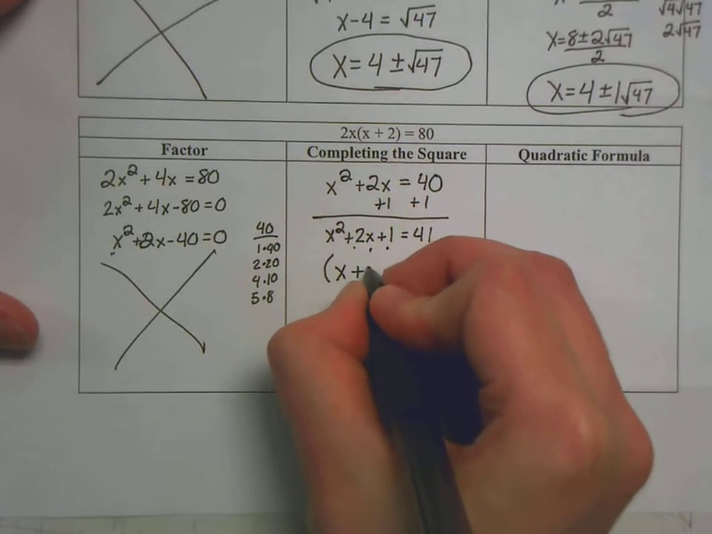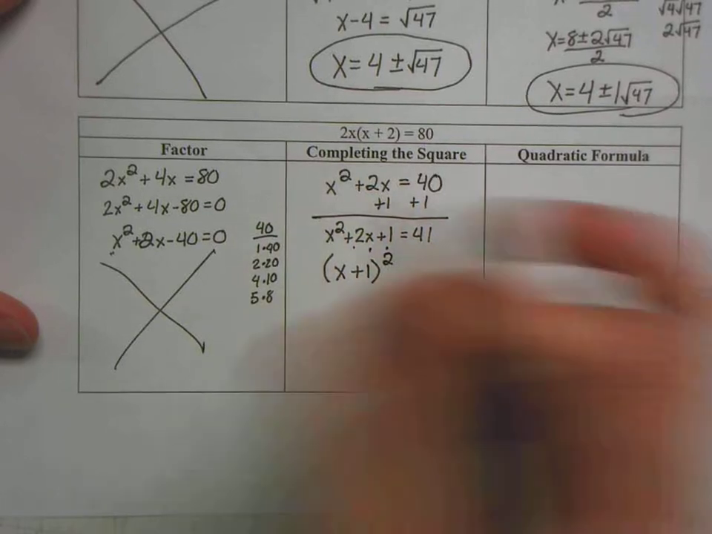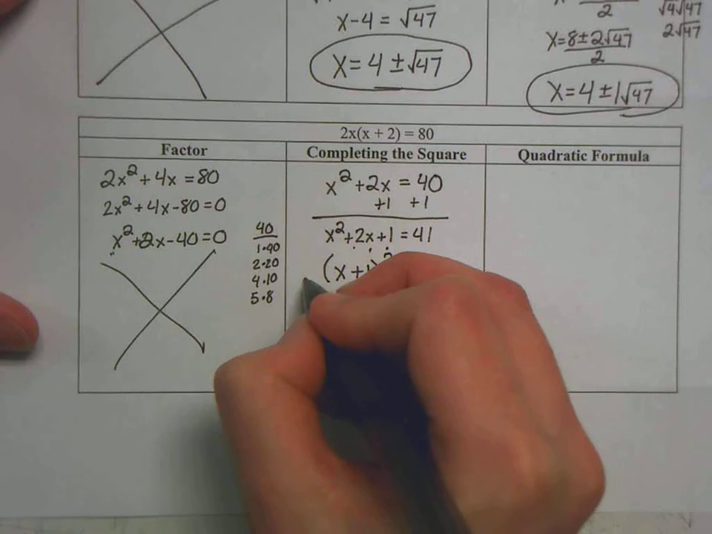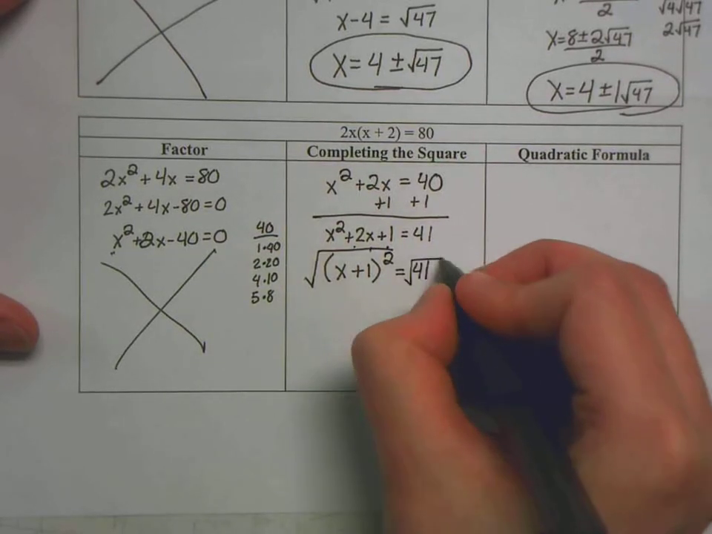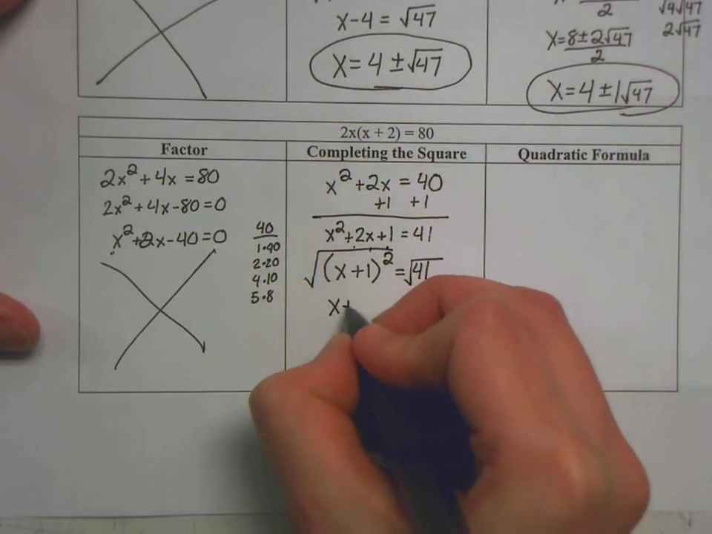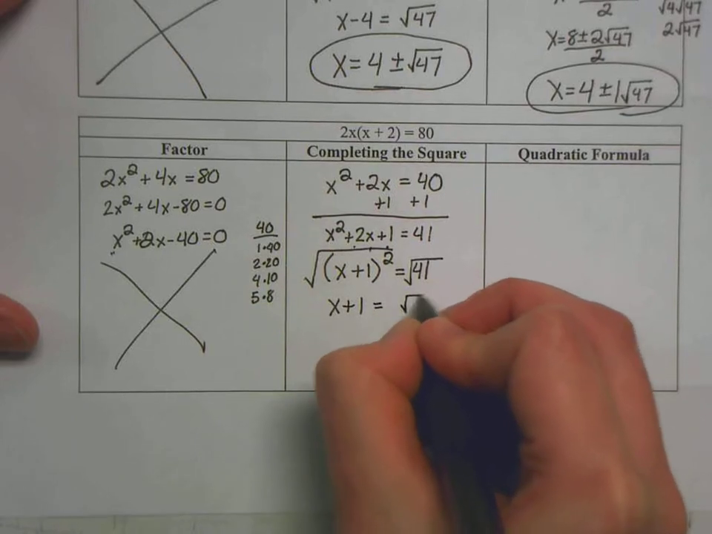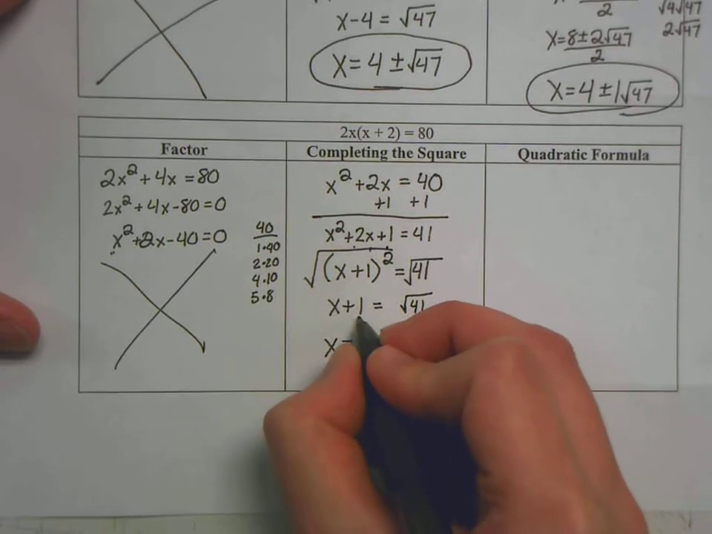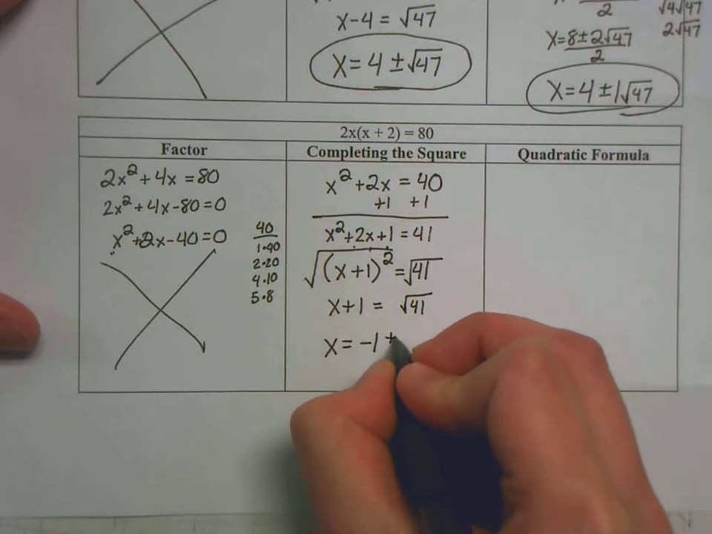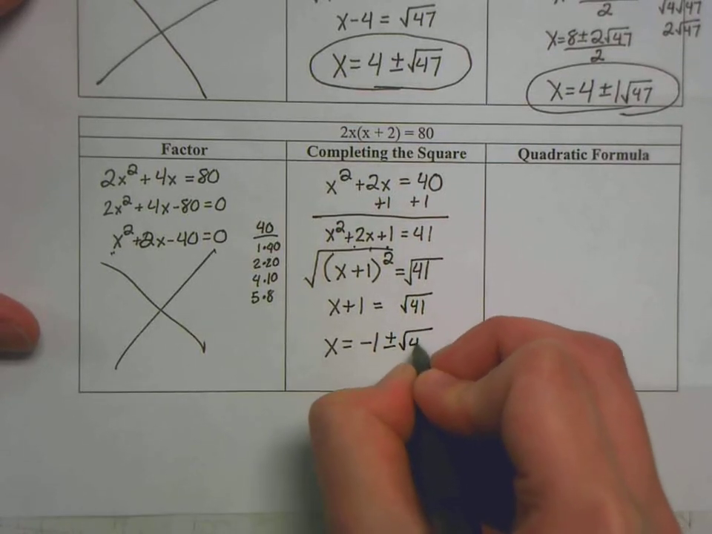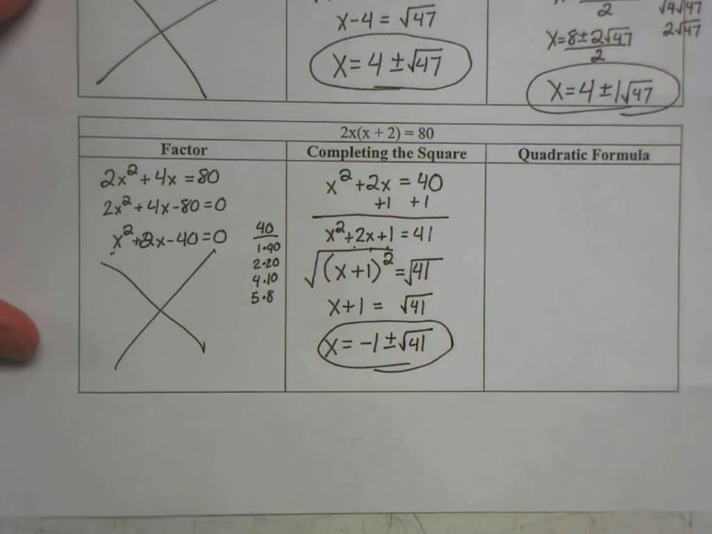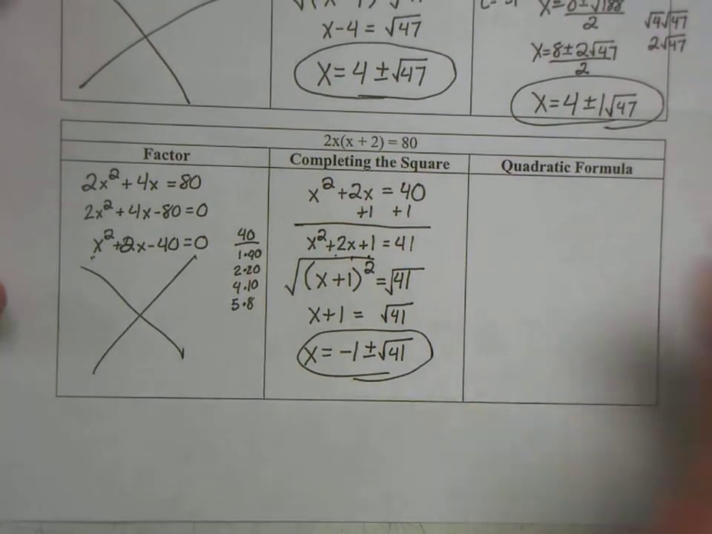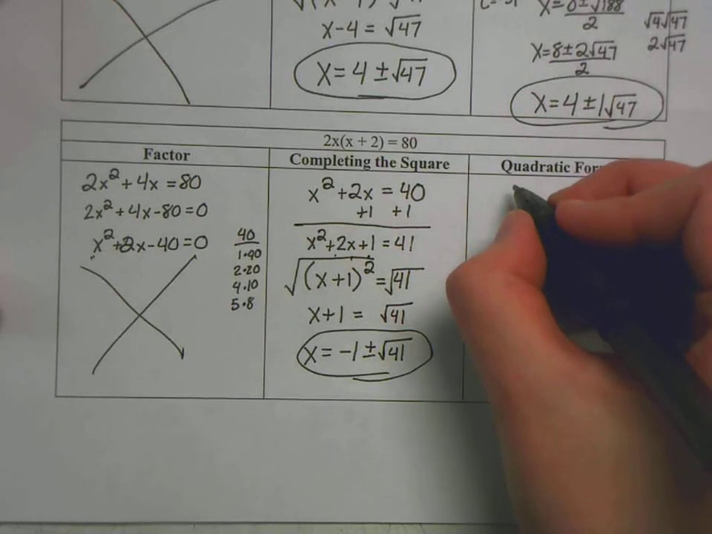So x plus 1, and since it's the same number, I don't write 2 parentheses, I just write 1 with the little squared. And I can do that because now I can just square root, and there is no exponent anymore. It's just x plus 1 equals the square root of 41. And then just move that 1 over. It was a plus 1, so we would minus 1. And then plus or minus radical 41. And that's it. You can't reduce radical 41 because no perfect square goes into it. So that is it. And again, you could have used the quadratic formula.